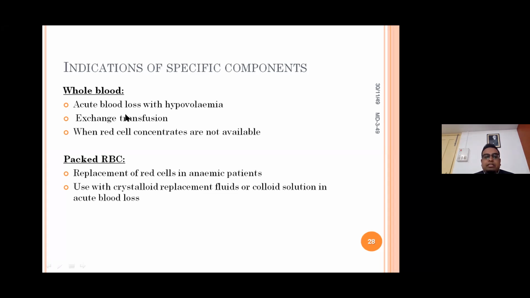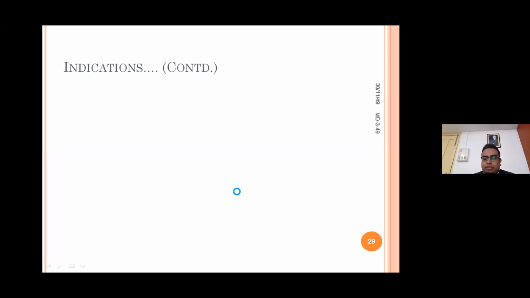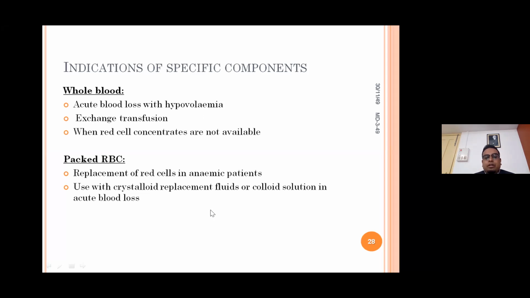So what will you do when a patient has acute blood loss? What will happen when a patient of acute blood loss comes to that hospital where there is no whole blood? So you have to replace the volume, right? Only giving packed RBCs will not do. So that time you will use packed RBC, along with that, you will use crystalloid replacement fluids or colloid solution for managing the acute blood loss. So the second indication is use of packed RBC along with crystalloid replacement fluid or colloid solution for managing acute blood loss.